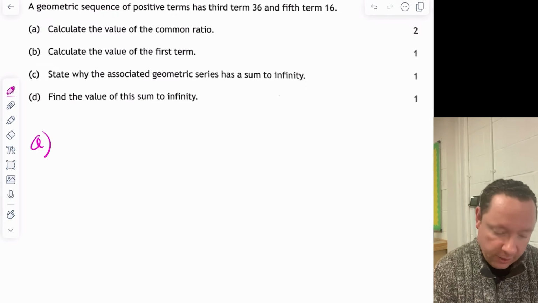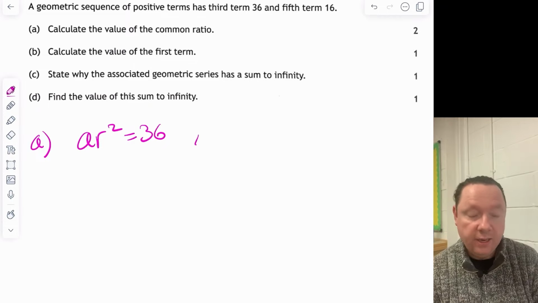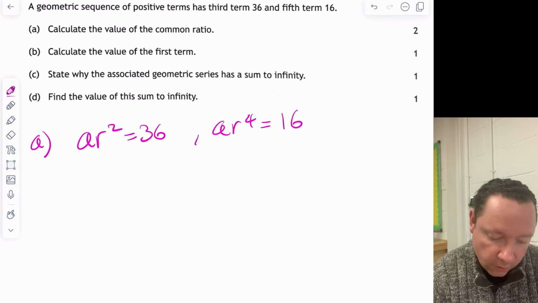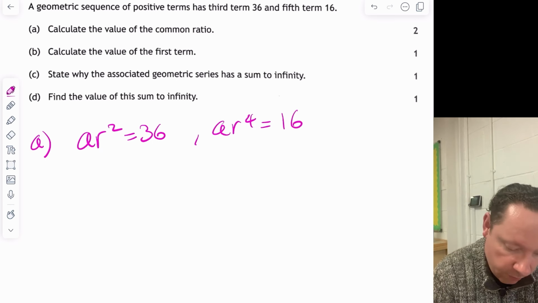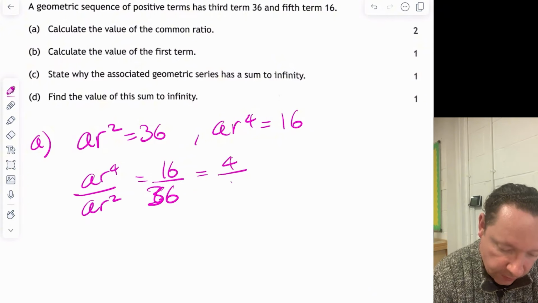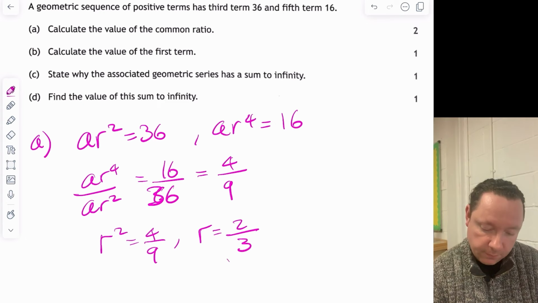So ar squared is 36. And similarly, ar to the 4 must be 16, where r is the common ratio, so we just divide them. ar to the 4 over ar squared is 16 over 36. And 4 goes into both of them. 4 4s is 16 and 4 9s is 36. So dividing that through, r squared is 4 9ths, which means that r is equal to the square root of 4, which is 2, over the square root of 9, which is 3. So 2/3, and we're done there.